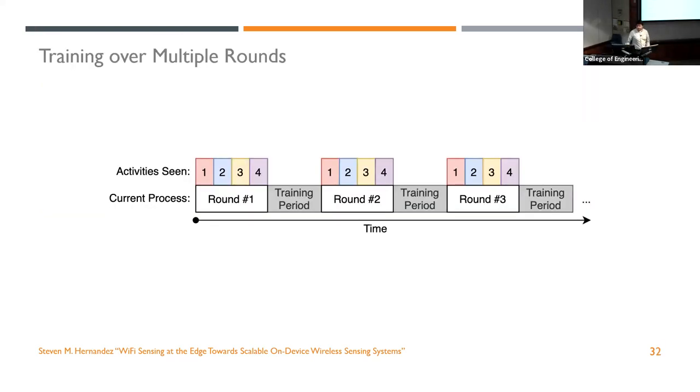So for our system, what we do is we do this training over multiple rounds. In round number one, we'll see different activities. So we might see activity 1, 2, 3, and 4, and we run our buffer based on this. And what we'll do is store all of our activities, or whichever ones are most important, into our sample. And then we have a training period. We follow that with the next round where we see some more samples, and then we train and evaluate our system, and so on and so forth. For our system, we had to collect data over 25 different rounds.